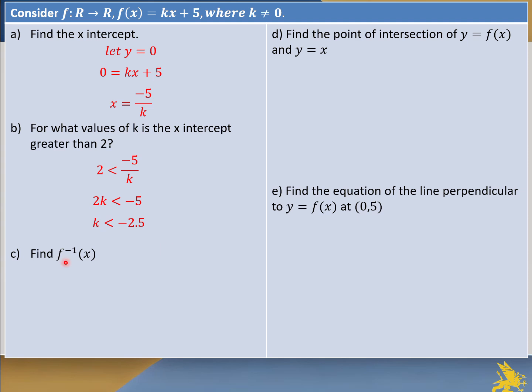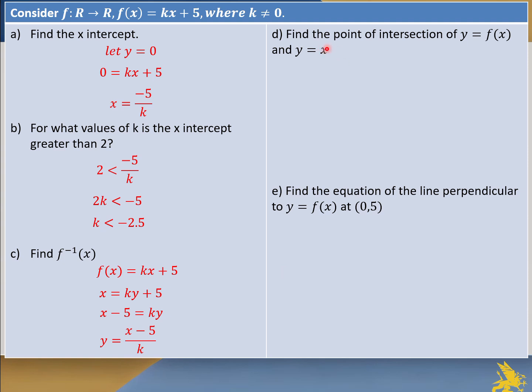Next, if I'm finding the inverse, I'm starting off with my kx plus 5, and because we're looking at the inverse, I just need to switch my x and y. So that means it's going to be x is equal to ky plus 5. I will then take away 5, and I will divide by k.